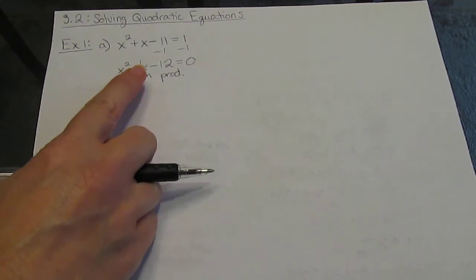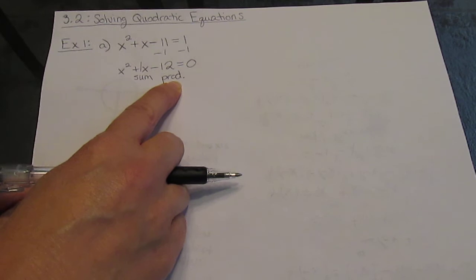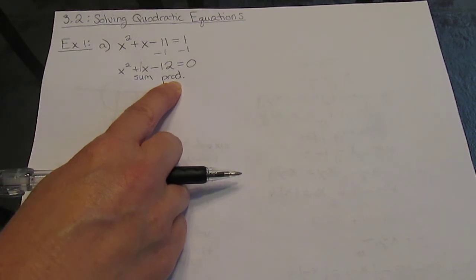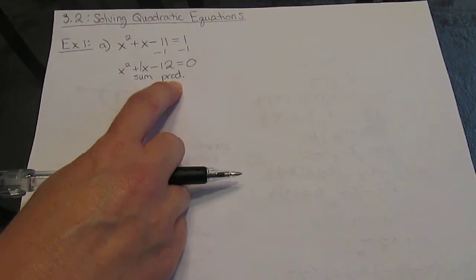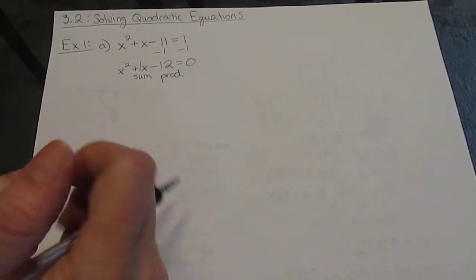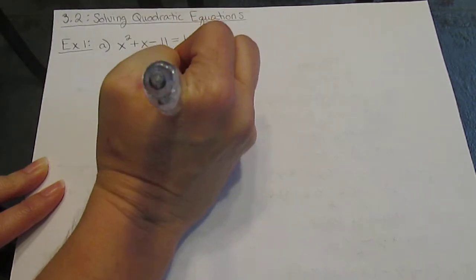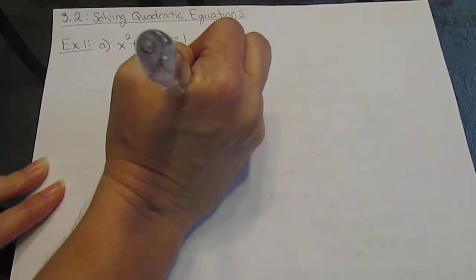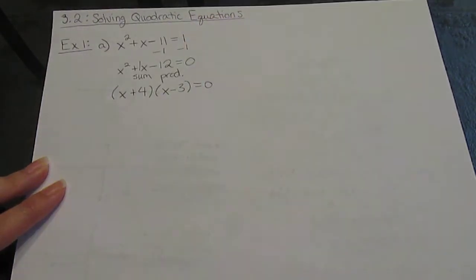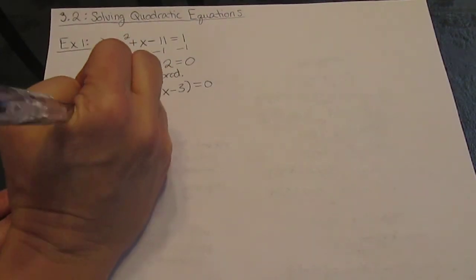So what 2 numbers add to give me 1, and when we multiply them we get negative 12? Okay, well 3 and 4 will give me 12, so one of them needs to be negative. It's a positive 1, so the bigger number needs to be positive. So I'll have x plus 4 and x minus 3. And to finish solving, we'll just set both factors equal to 0 and solve.